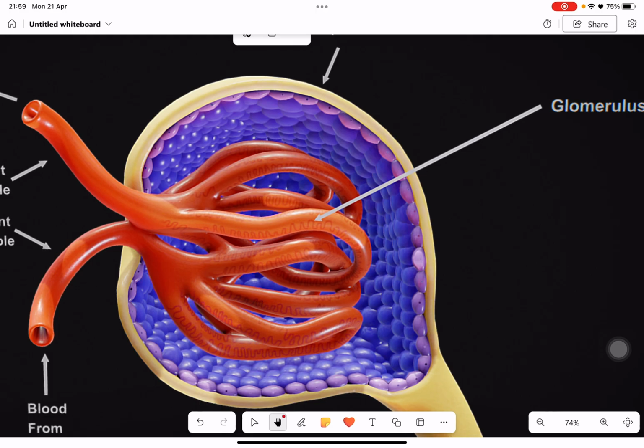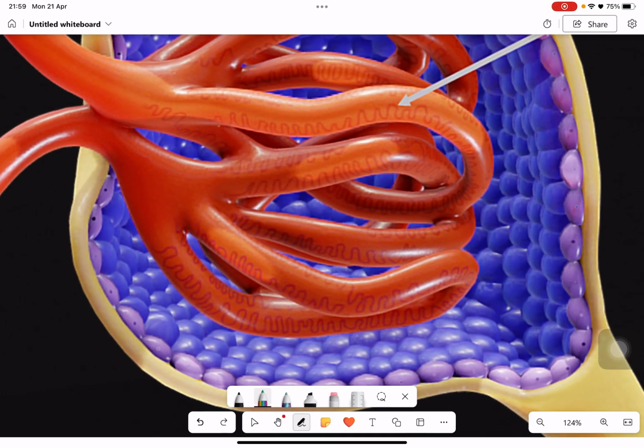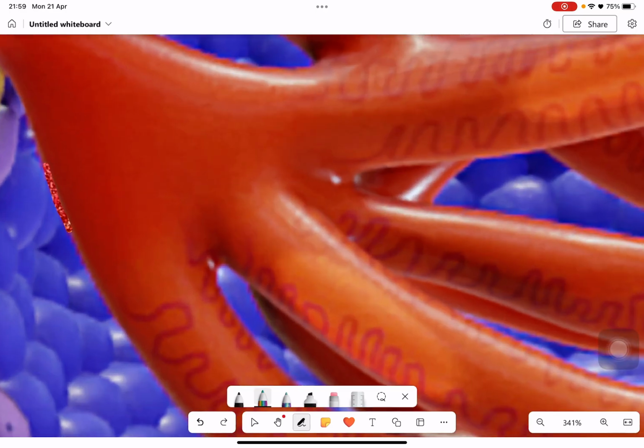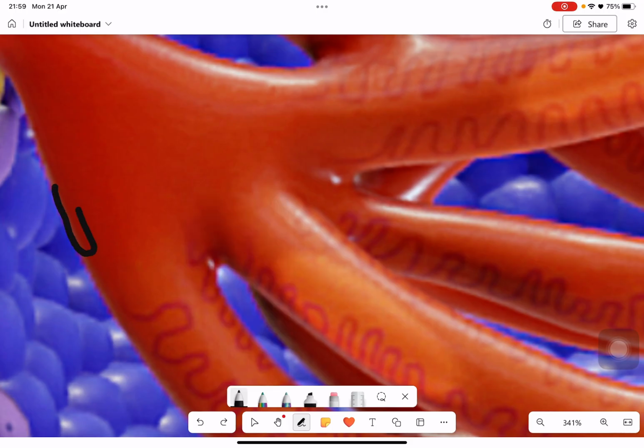Okay, so if you now look at this blood vessel, the afferent arteriole, this glomerulus, then the efferent arteriole. If you just look at this part, so you know that blood capillaries always have capillaries that, I think, will look kind of like this.